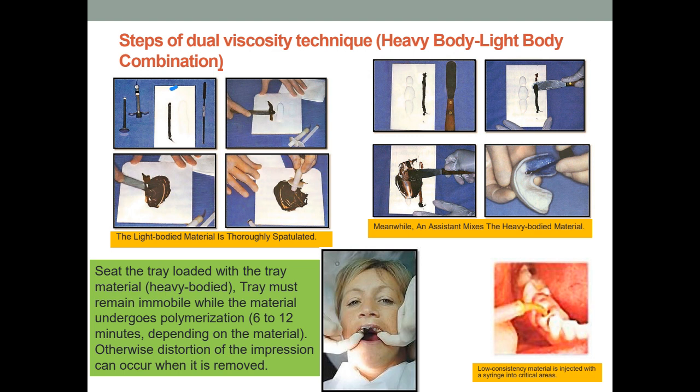Now, for example, your assistant is mixing the heavy body. At that same time, you have to mix the light body and load it in the tray and in the syringe. The person who is mixing the heavy body is going to load the mixed material in the tray. So while he is mixing the heavy body and loading it in the tray, in the meanwhile, you have to put the material which you mixed around the teeth with the help of the syringe, followed by making the impression with the heavy body. That's why two people are required. That's why the technique is also sometimes called the four-hand technique.